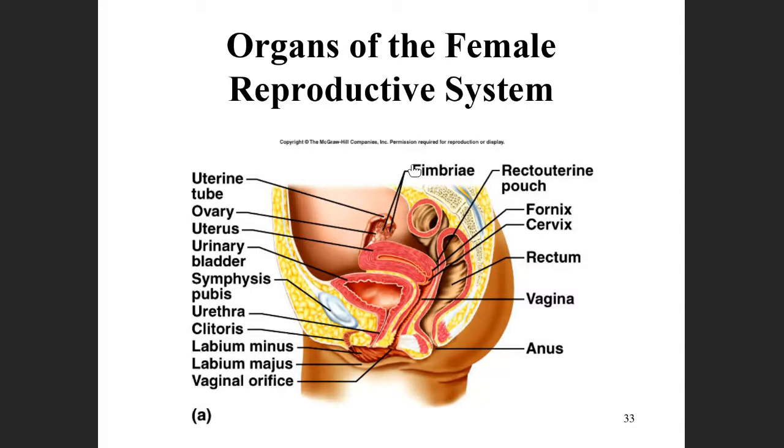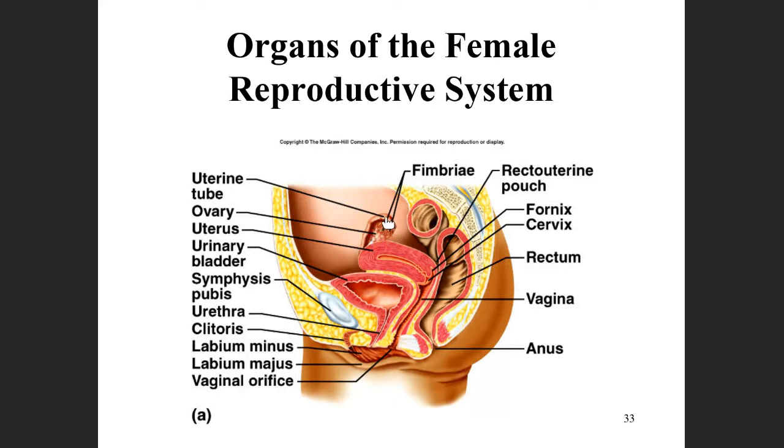Thus, in some cases, it could release two oocytes. In that case, if two are fertilized, then you will have fraternal twins, because there'll be two different secondary oocytes and two different sperm. So fraternal twins are not very similar. But if it's one fertilized oocyte that splits, then it can give rise to two identical twins.